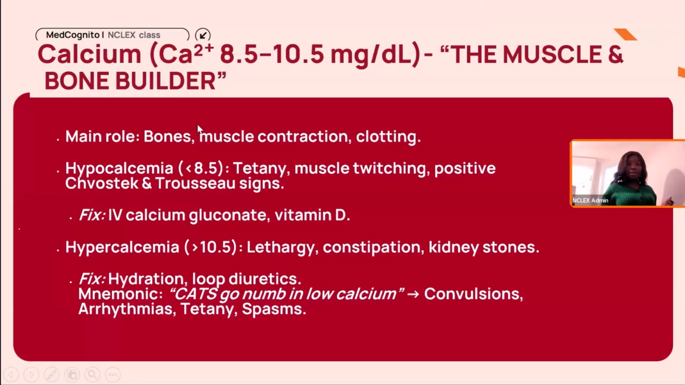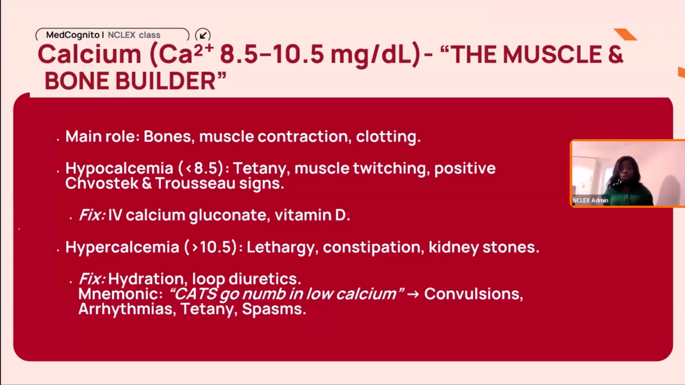Let's look at calcium. So remember, calcium is call 911. So 9 to 11, 8.5 to 10.5. Calcium is the muscle builder and then bone builder. So it's more around bones, muscle contraction, and it also helps with clotting.